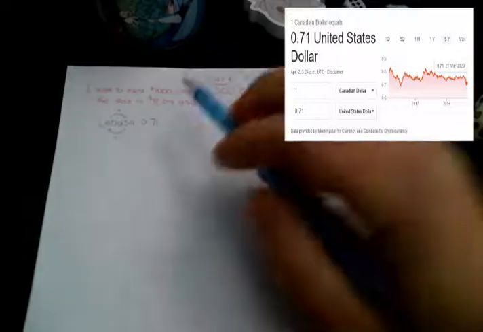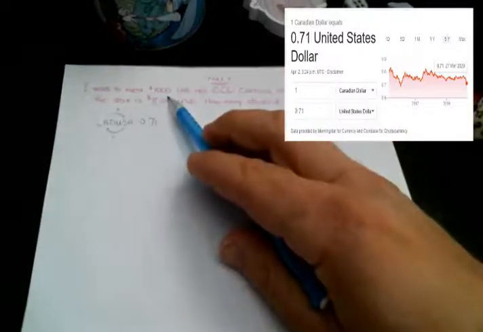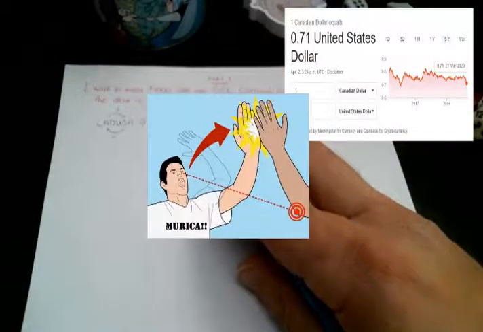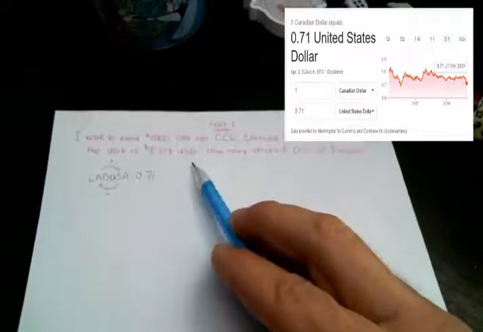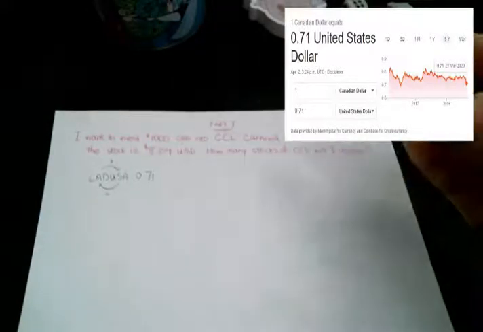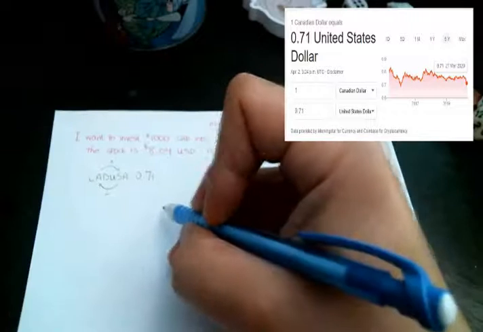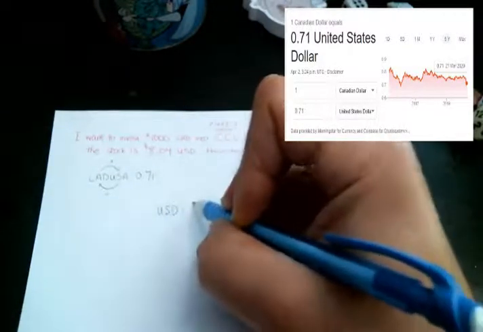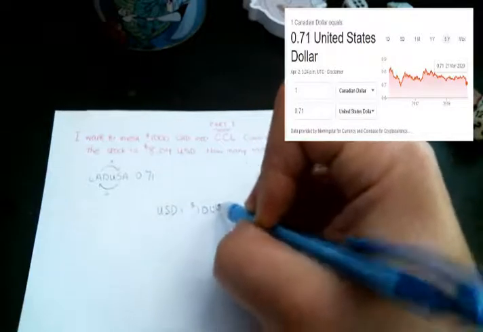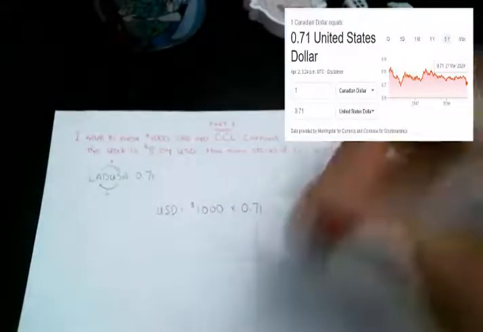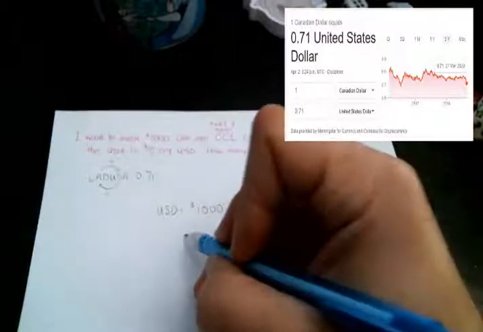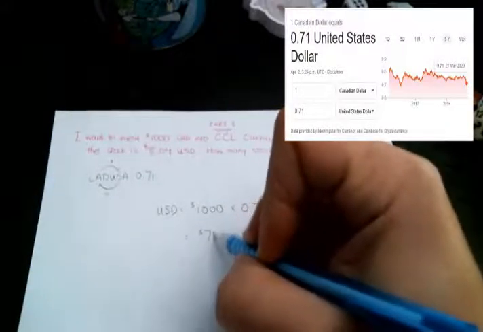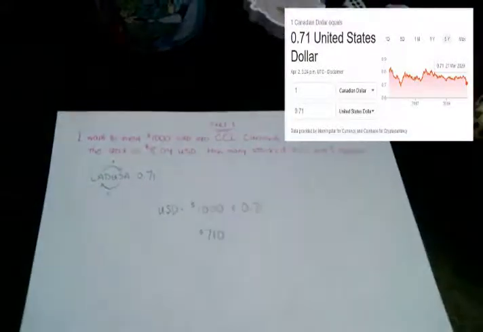Now, since the $1,000 I'm given here needs to be converted from Canada to US, that means we're going to be using the multiplying method. So to find my amount, US dollars equals, I'm going to take the $1,000 that I'd like to invest and multiply it by 0.71, which is pretty straightforward. And that should give me $710 worth of money to invest.